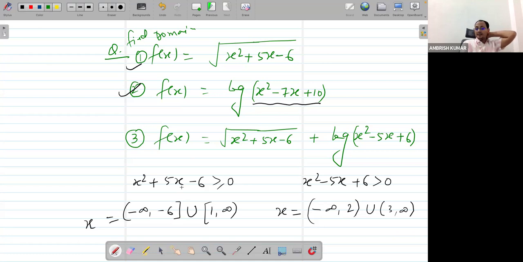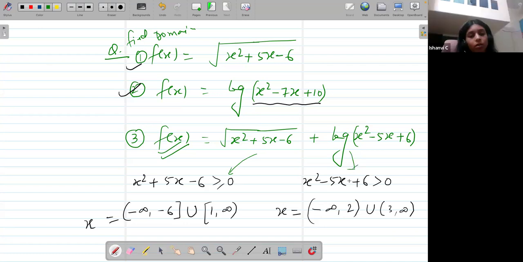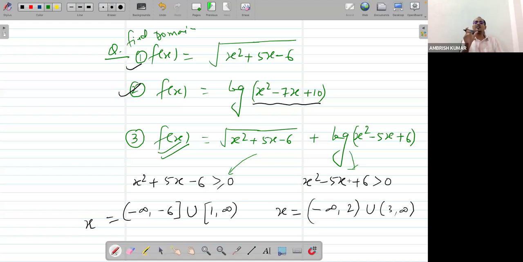Now see, if overall f(x) has to be defined, then the square root should also be defined, and log should also be defined. Means both have to be defined. So we have to look for the common part. Why? Because both have to be defined. So both will be defined only in the common part. So how to realize that?